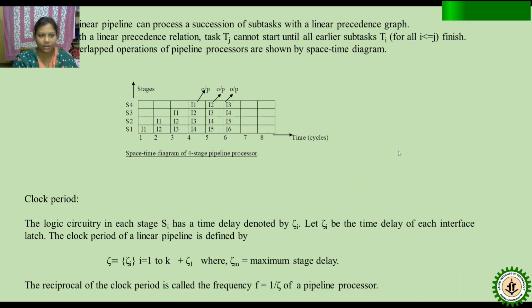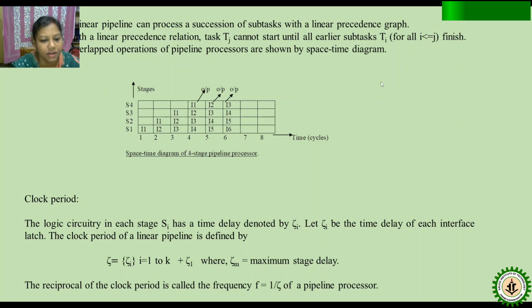Now, how to calculate the clock period? These are some parameters to calculate the pipeline efficiency. What is the clock period? The logic circuitry in each stage Si has a time delay denoted by tau i, and let tau l be the time delay of each interface latch. Latch means the buffer where you store the data.